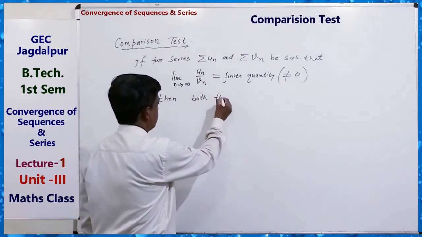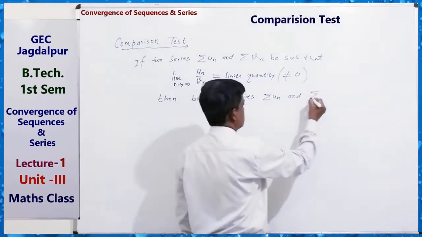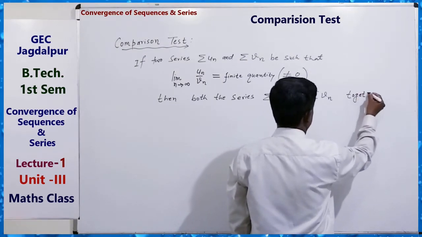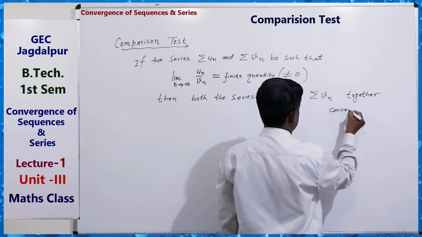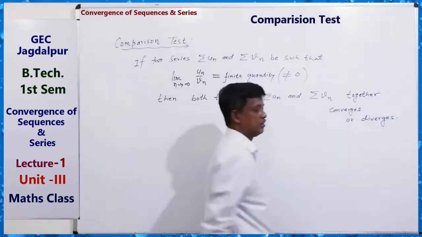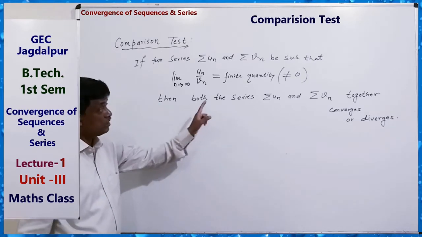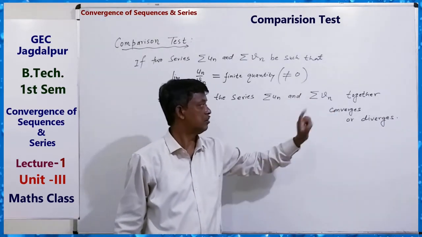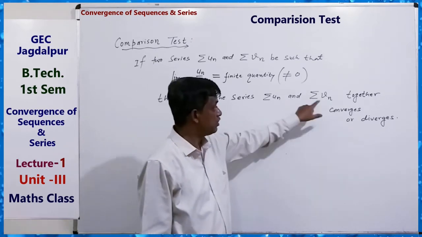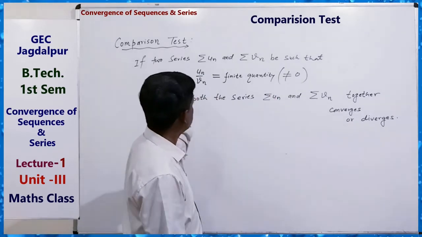both the series, summation Un and summation Vn, together converge or diverge. Converge or diverge. Okay. Then both the series summation Un and summation Vn together converge or diverge. Together converge means if Vn converges, then Un converges. If Vn diverges, Un diverges. So this is the comparison test.